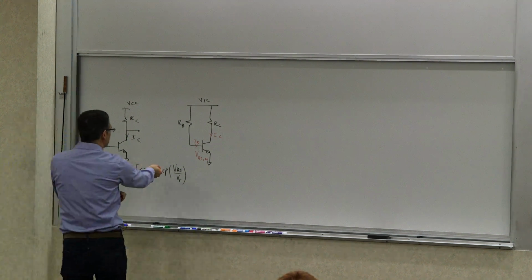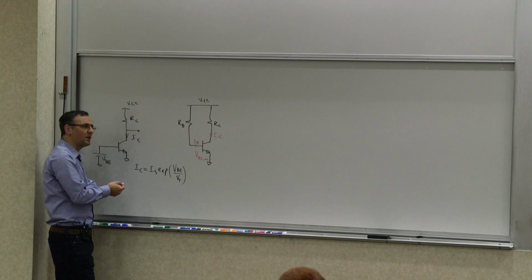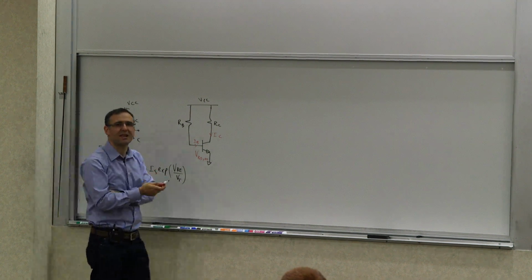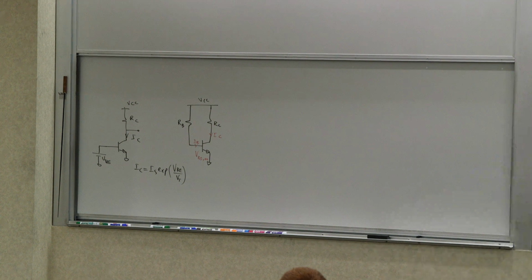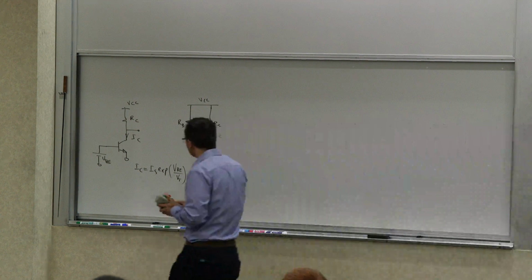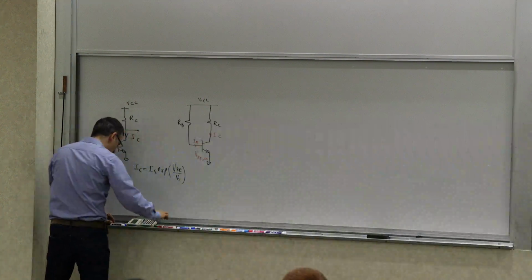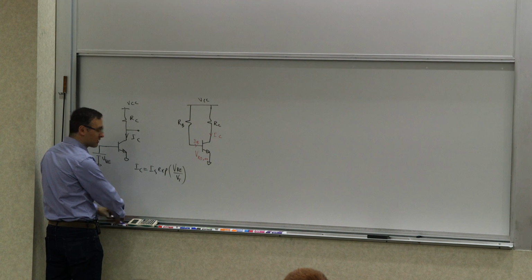Now, why do we talk about VBE on? We know it's an exponential dependence, right? Why do we sometimes treat it like a fixed 0.6 or 0.7 volts? Why can we do that? Well, the reason really goes back to that logarithm here. So let's pick a numerical example for you to see.